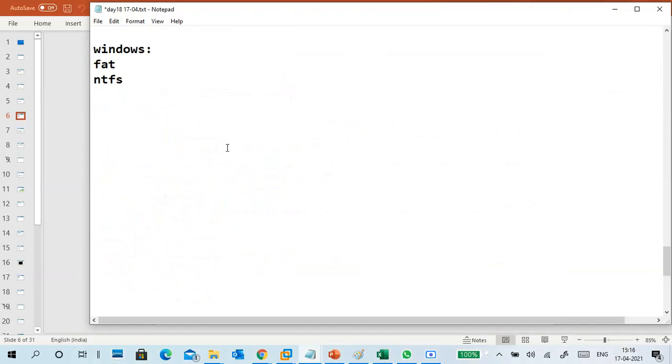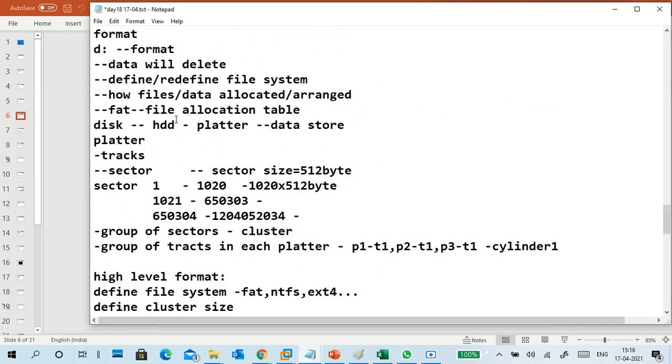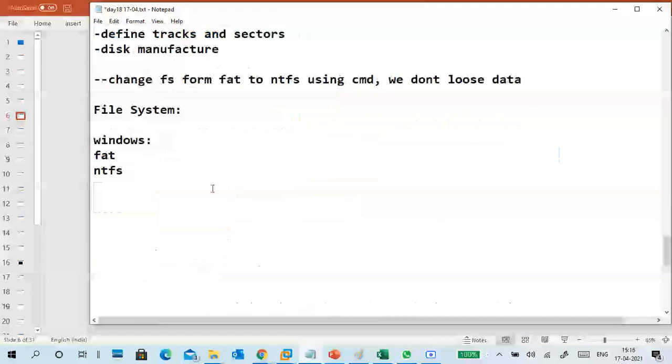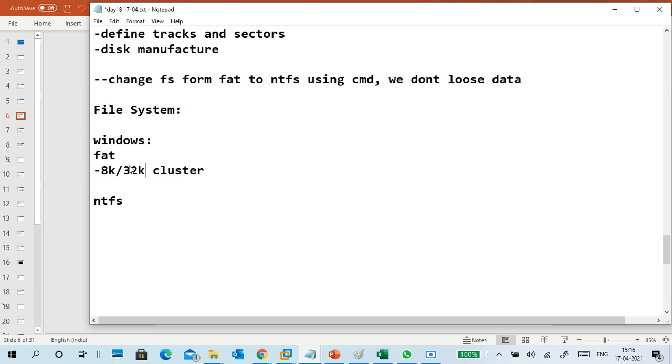Okay, I took a lot of time on this one, but it is one-time data only. You can try to understand. So different file systems, FAT and NTFS. Every file system has limitations. For example, FAT uses 8K or 32K cluster size. The cluster size is 8K.